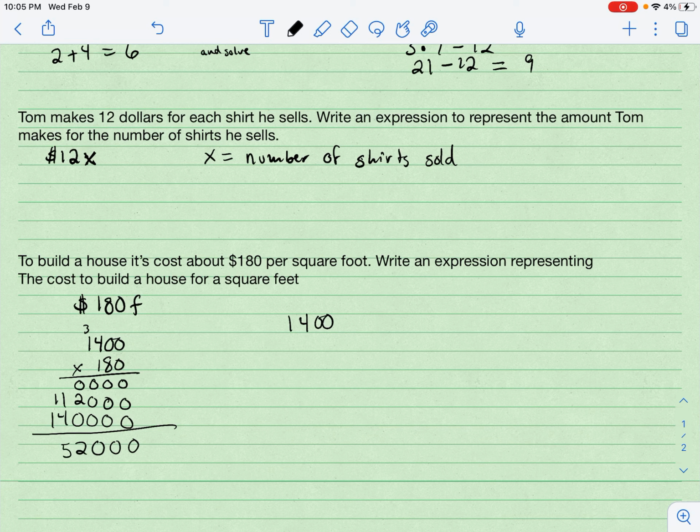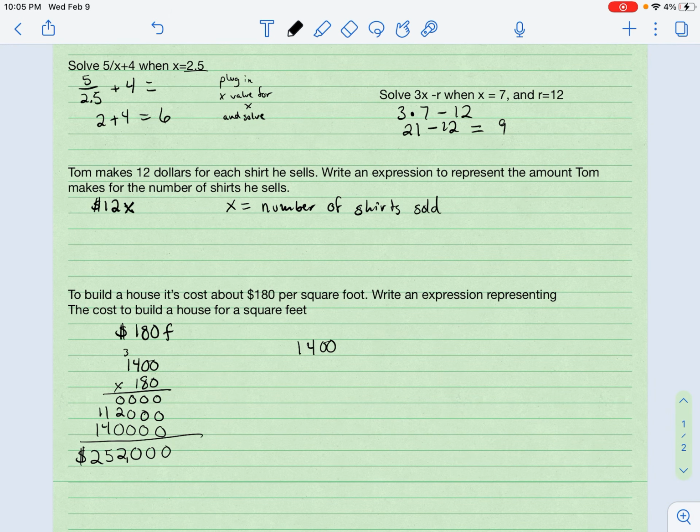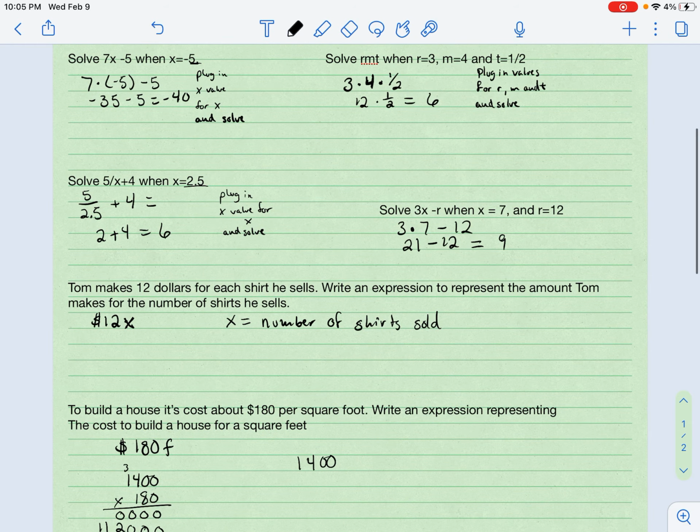So if you're going to build a 1,400 square foot home, they'd say, well, you estimate that it's going to cost you about $252,000 to build that home. And that is a little bit about expressions and variables and how to solve for an equation for a given amount.